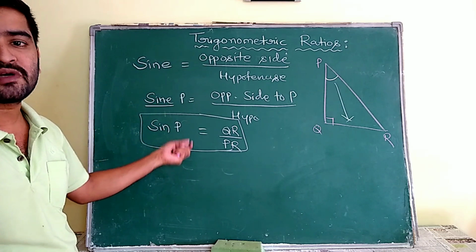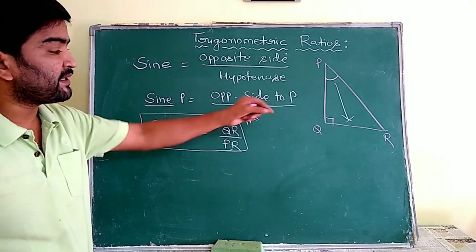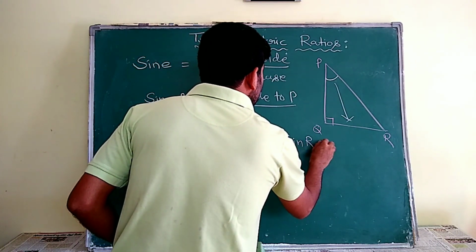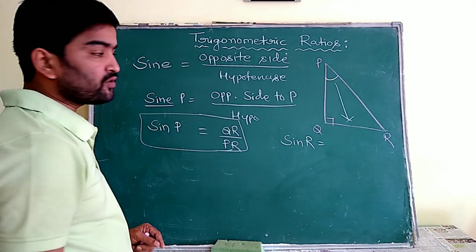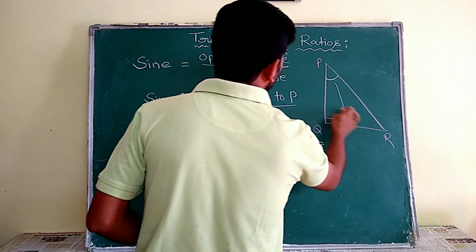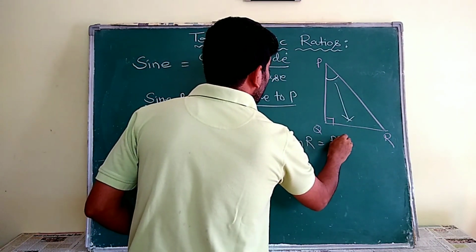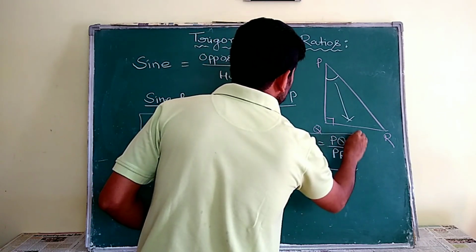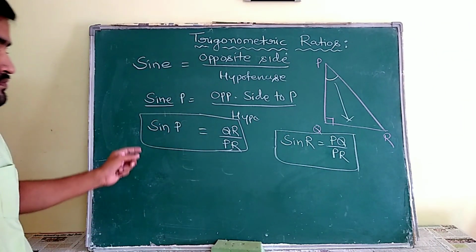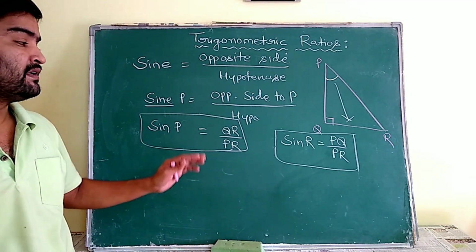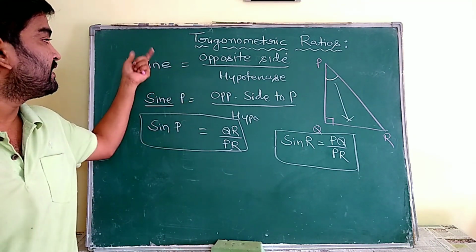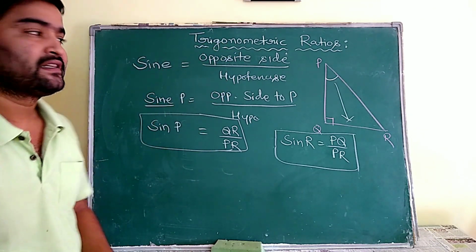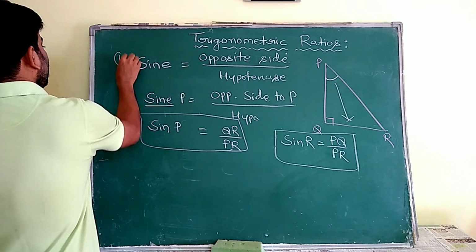For example, if I want to write the sine value with respect to R, then sine R is equal to, tell me, what is sine R? Sine R is equal to R's opposite side, which is PQ, by hypotenuse, which is PR. This is sine R. So we have to remember the formula for sine: opposite side by hypotenuse. This is the first trigonometric ratio.